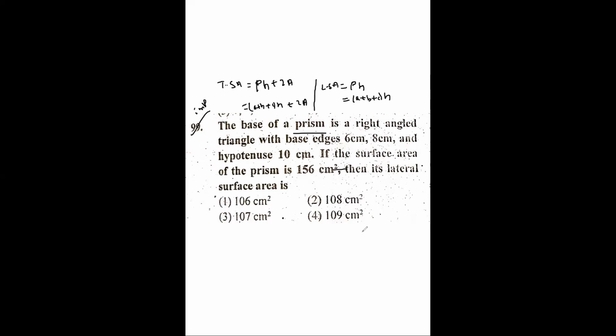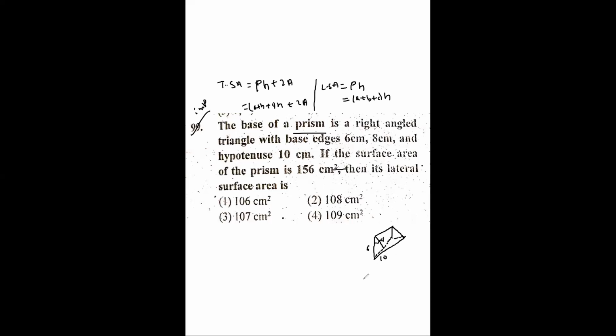So the prism is a right circular prism, they're saying. It is a right angled prism. So the figure will be somewhat like this: the right circular prism, right angled here. And these are the three sides of the triangle given. One side is 6, another side is 8, and the hypotenuse is 10.